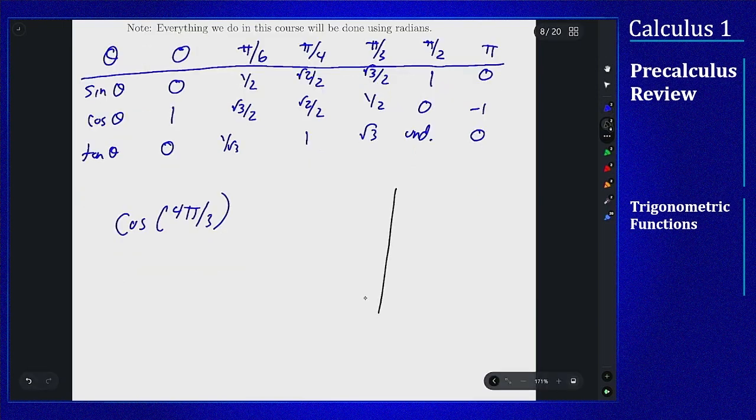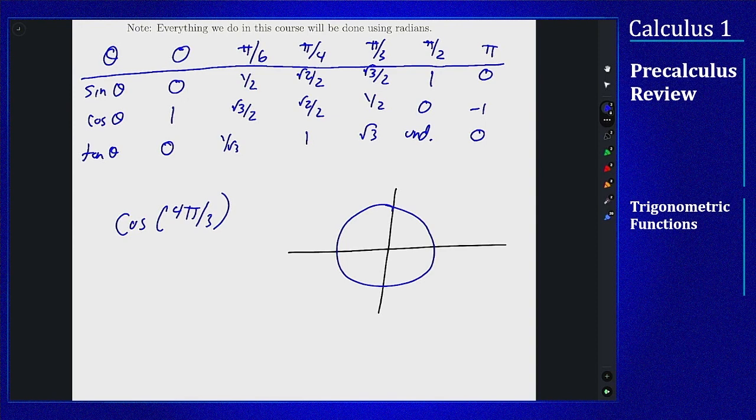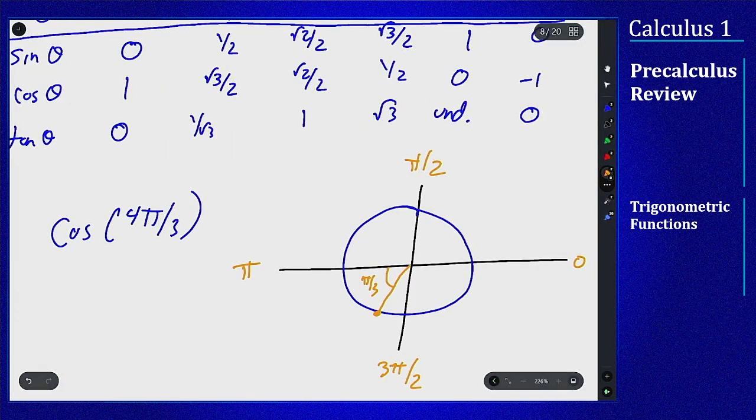So if I draw my circle, where is 4 pi over 3? Well, it is pi over 3 bigger than pi, which means it's less than 3 pi over 2. So it's somewhere around here where this angle is pi over 3. Because this angle here is pi, right? 0, pi over 2, and 3 pi over 2. It's that angle down there. But what can I say about the coordinates at that point? Well, whatever they are, we'll call them x and y for now.